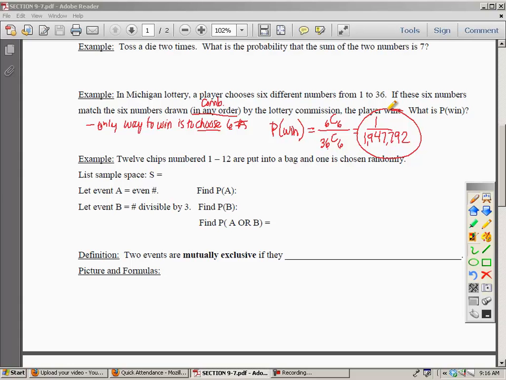Okay, let's go to the next example. 12 chips numbered 1 through 12 are put in a bag and 1 is chosen at random. What's my sample space? Well, I have the numbers 1 through 12, right? 1, 2, 3, 4, 5, 6, 7, 8, 9, 10, 11, 12. Let A be the event that you get an even number. Okay, so we're going to talk about even numbers. I have 2, 4, 6, 8, 10, and 12. That's 6 out of the 12 numbers, which then reduces to 1/2.